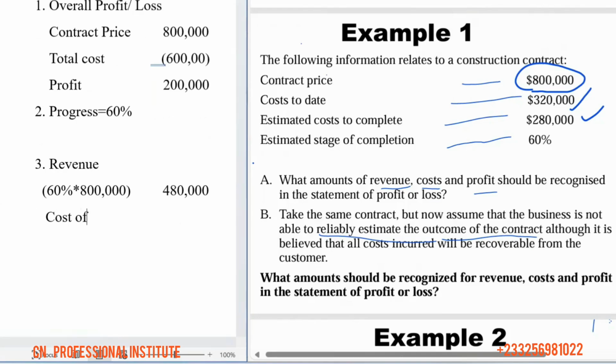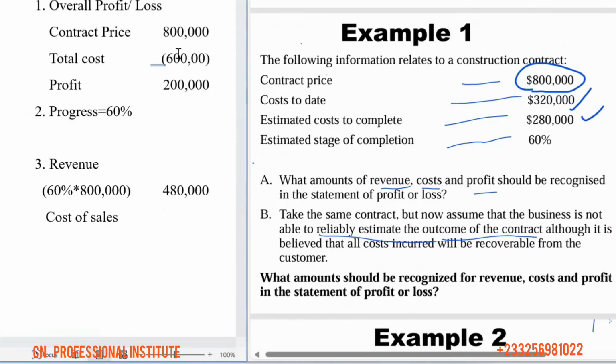Cost of sales. And we said previously, to record the cost of sales, we applied the progress rate, the 60%, on the total cost. So we would have applied the 60% on this total cost of 600,000 here. That's how we used to do it. We normally apply the progress rate on the total contract price to get revenue, and we also apply the progress rate on the total cost to get cost of sales. But I told you there's a change, right?